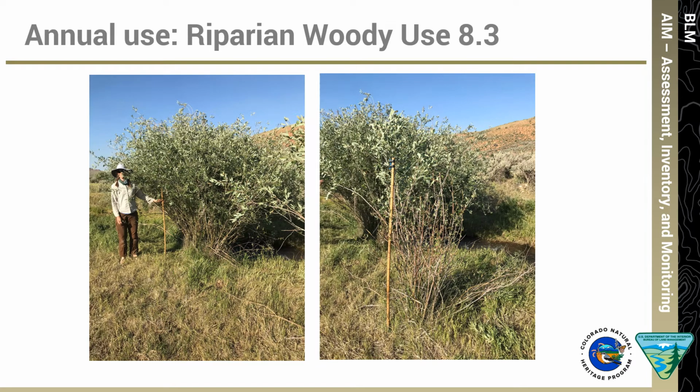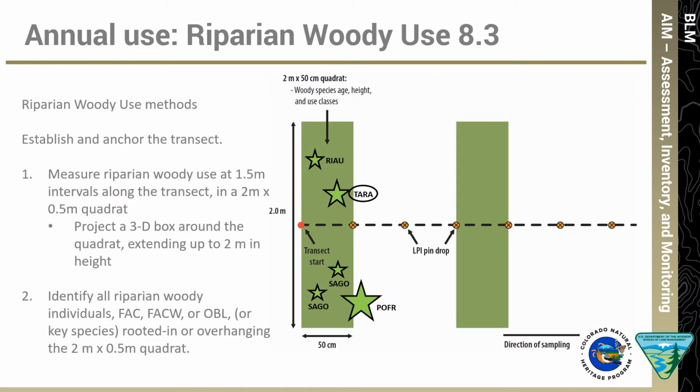The final annual use method in section 8 of the field protocol is riparian woody use in section 8.3. To begin the riparian woody use methods, you must first establish and anchor the transect.